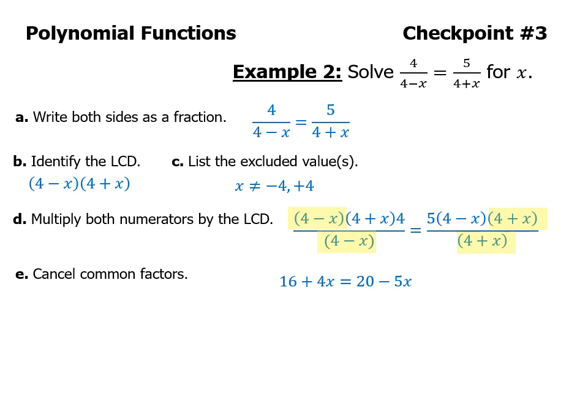Add 5x to both sides. Subtract 16 from both sides to solve for x, and we get 9x equals 4, or x equals 4 ninths. That's neither of the excluded values. If we plug it in, the left side will equal the right side.